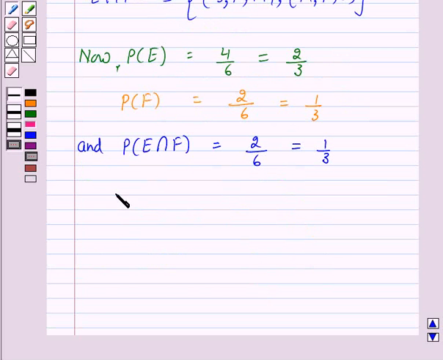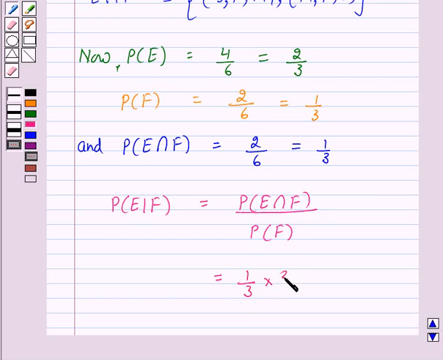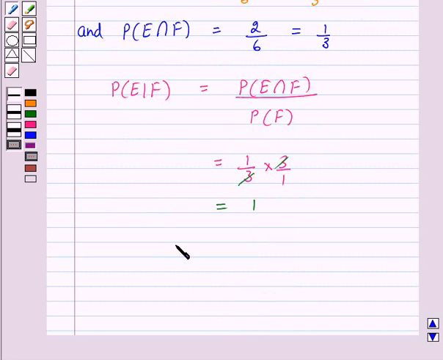Now we know that the probability of E upon F is given by the formula probability of E intersection F upon probability of F, and this is equal to 1 upon 3 into 3 upon 1, and this is equal to 1. Hence the answer for this question is 1.